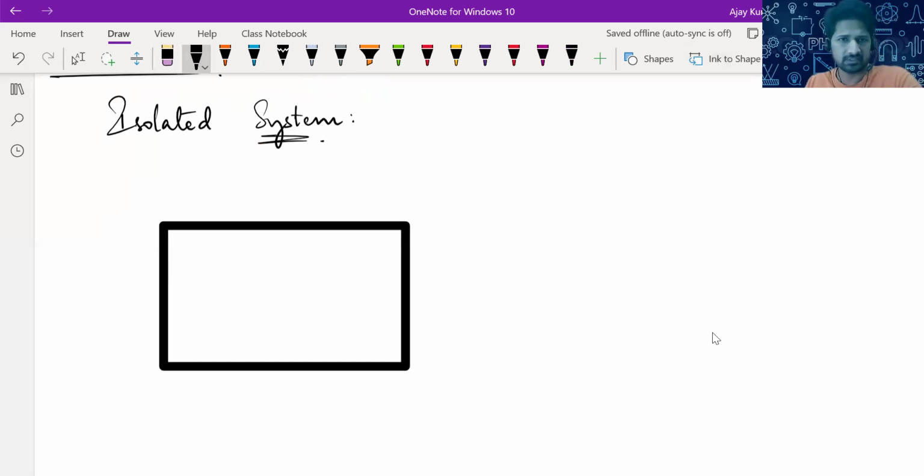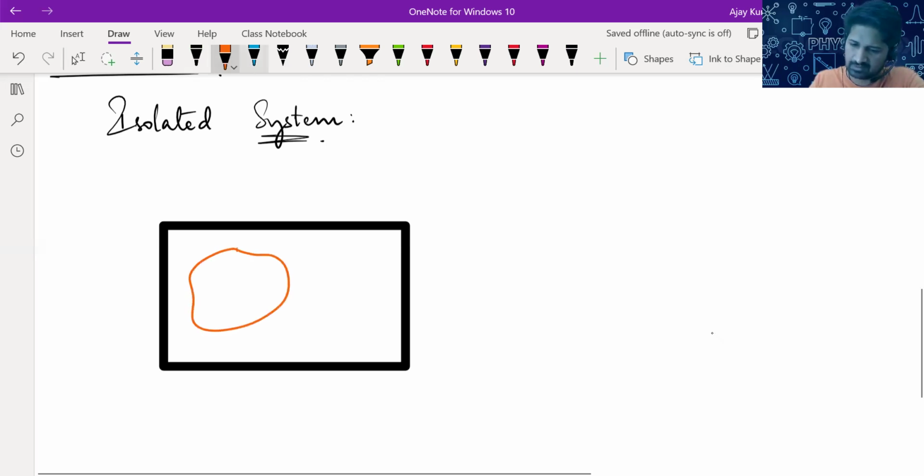Isolation means keeping something separate, not allowing it to interact with anything else. Okay, that is what isolation is. So suppose there is an isolated system. Let's say there are two objects in this isolated system.